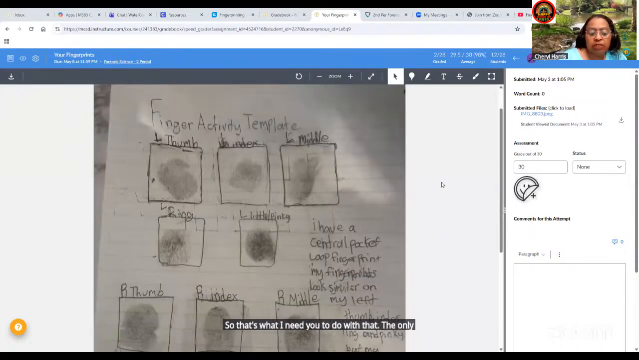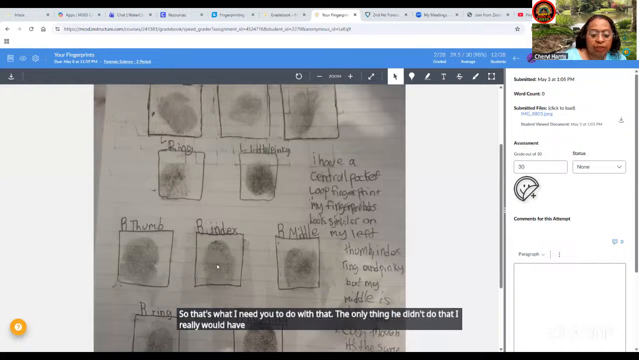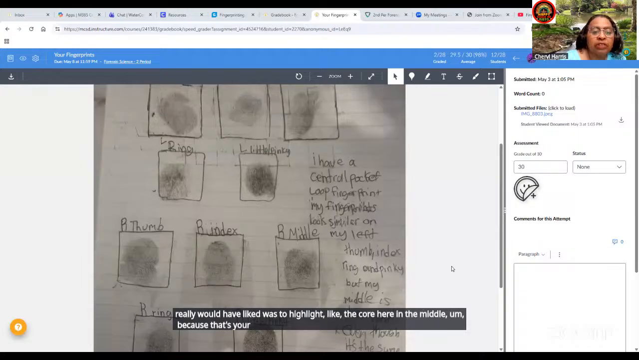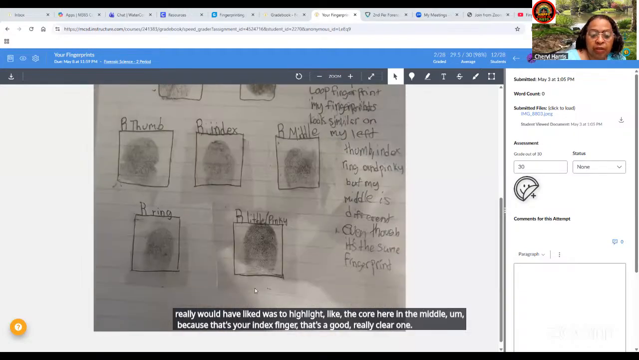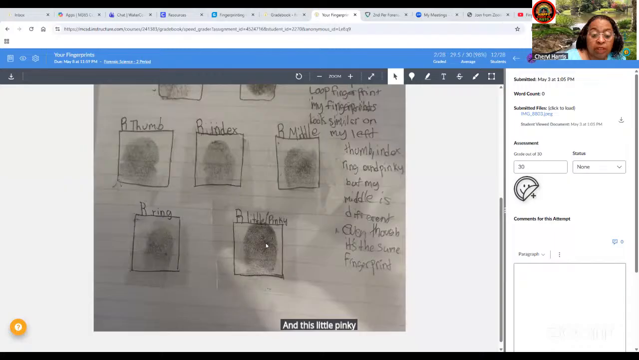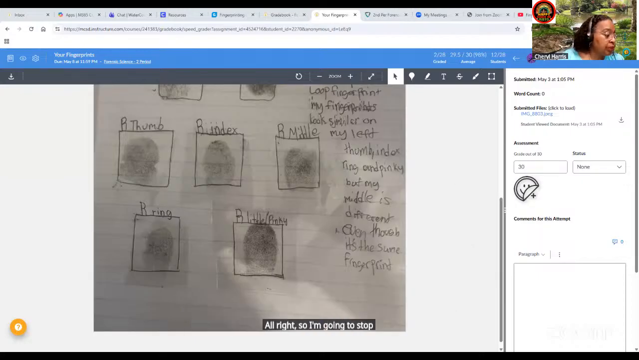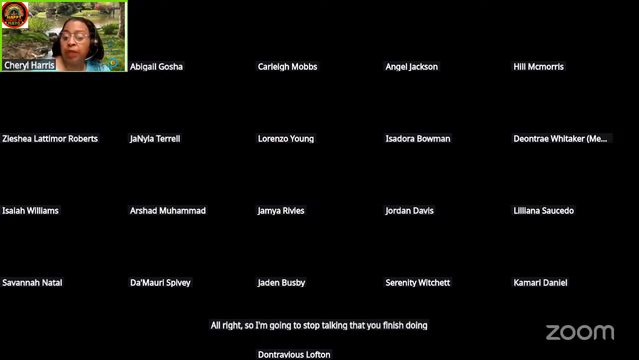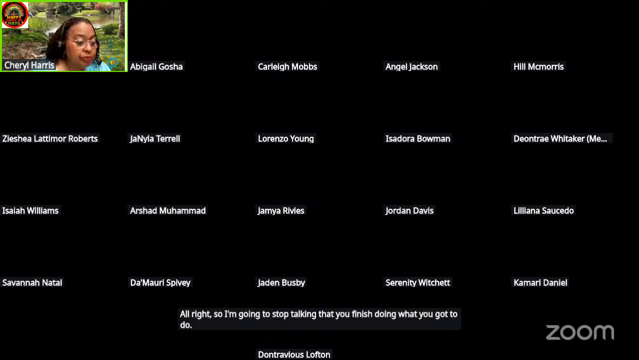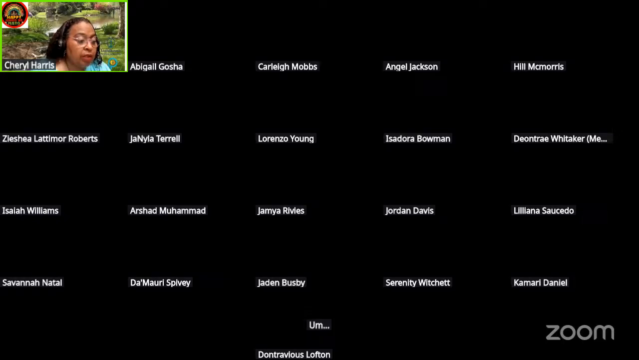The only thing he didn't do that I really would have liked was to highlight like the core here in the middle, because that's your index finger. That's a good, really clear one. And this little pinky one, look at how he has all these nice little whorls in there. So that was nice and clear. Okay. All right. So I'm gonna stop talking, let you finish doing what you got to do. Again, finish your Gizmo first. Take the quiz.